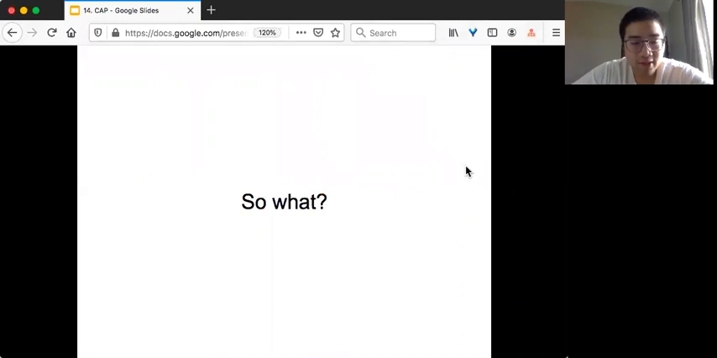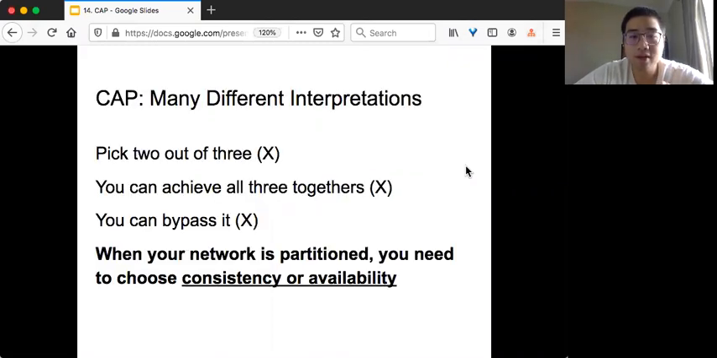At this point, you might say, wow, okay, what did I just hear? Because the CAP theorem sounds so simple, the model is clean and the proof is very intuitive. But I can tell you that it's actually not very easy to apply in practice. There are tons of interpretations, and some of them don't quite make sense.